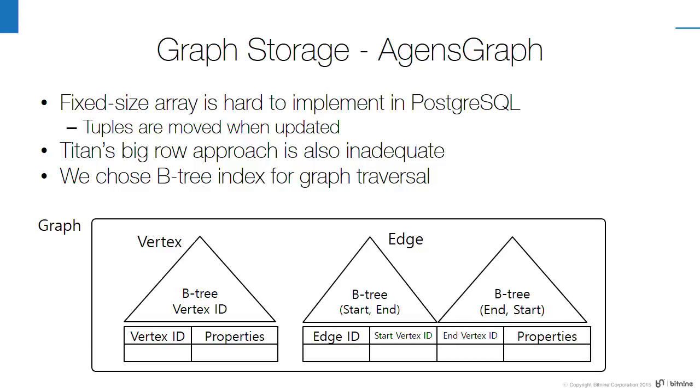This is the current storage structure of AgensGraph. We use the heap storage of PostgreSQL for vertex and edge store, and vertexes are stored in two-column tables, and edges are stored in four-column tables. And for efficient search, we used B-tree indexes for vertex ID and edges' start and end ID.